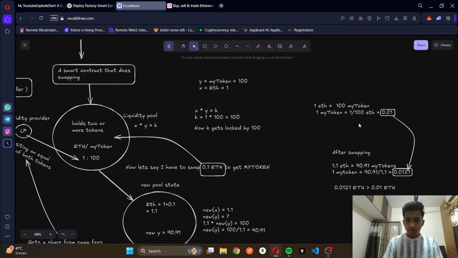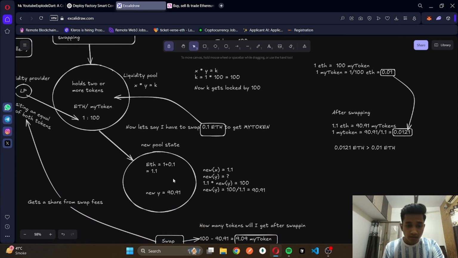Initially the price of my token was 1 ETH for 100 my tokens, right? So how much for one my token? For one my token, it's 1 divided by 100 ETH. So that's 0.01 ETH. Before I added this 0.1 ETH to our pool, it was 0.01 ETH for one my token. Now after swapping, what happened? After swapping, the ratio became 1.1 to 90.91.